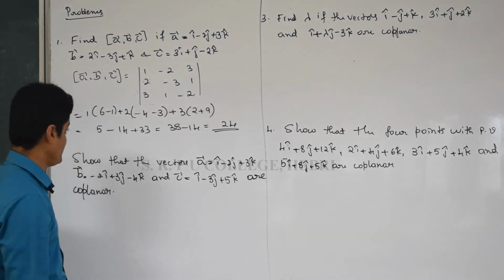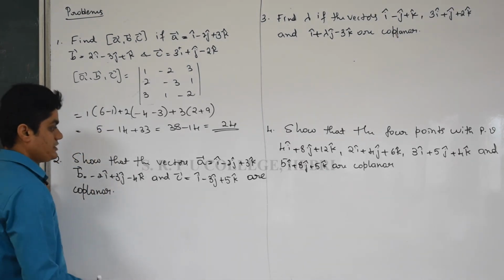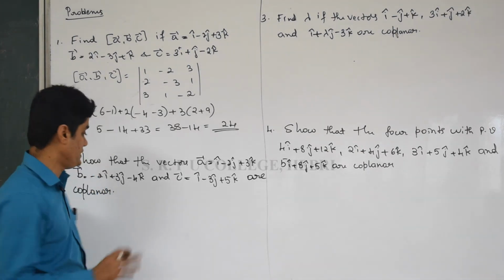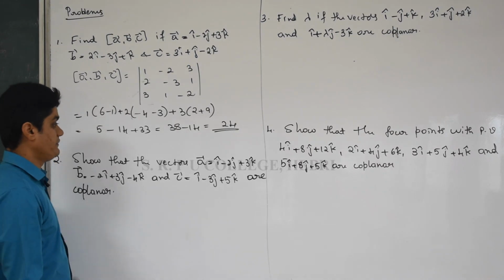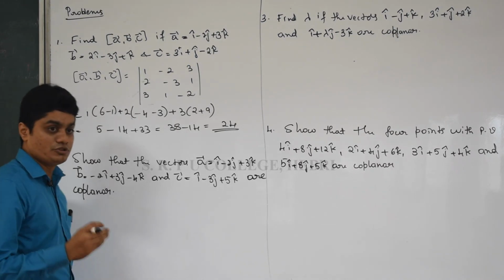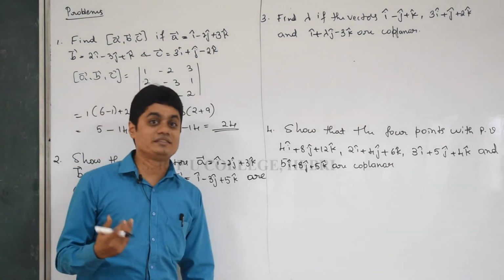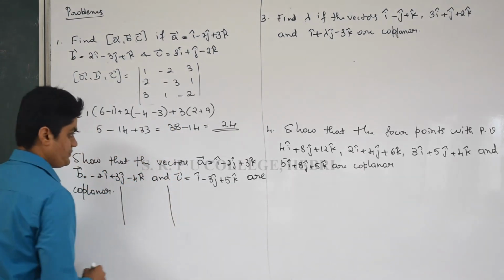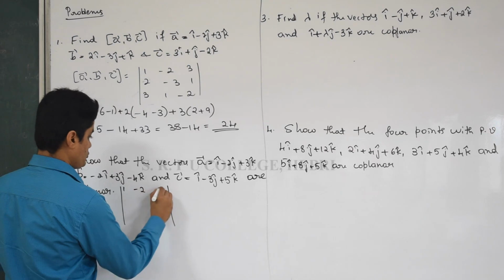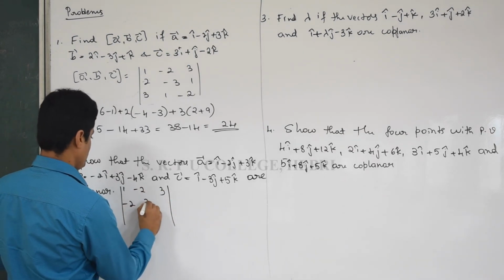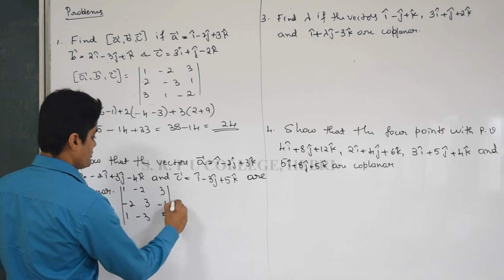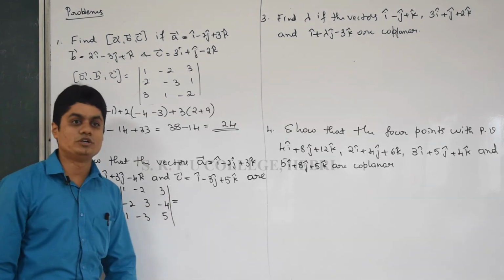This is already done once. It's a repetition. I took it as the first question of the exercise. Next one. These remaining few questions are very, very important. The next one is: show that the vectors are coplanar. You know the scalar triple product will be 0 when 3 vectors are coplanar. So directly write its determinant: 1 minus 2 3, minus 2 3 minus 4, 1 minus 3 5, and show that this value is equal to 0.